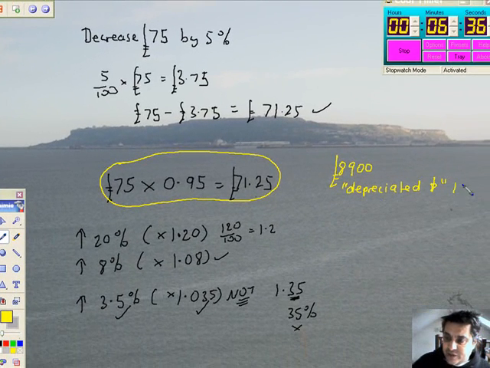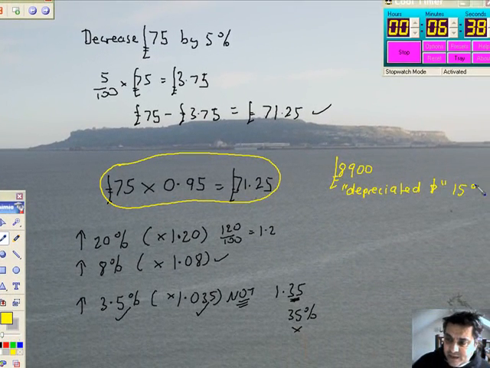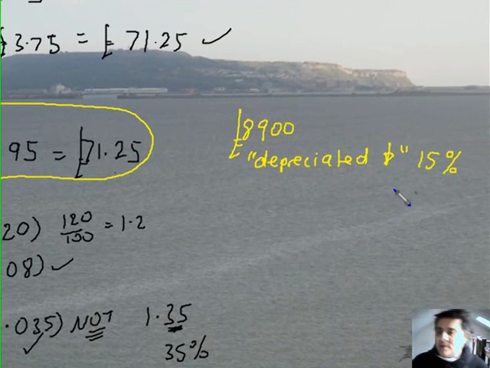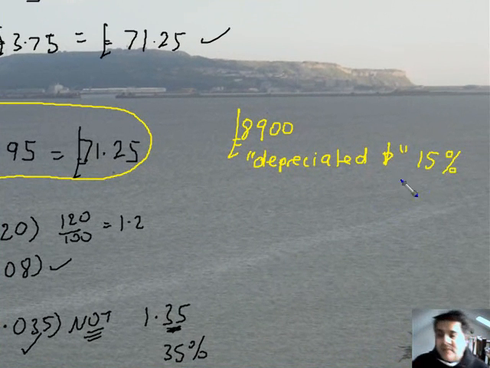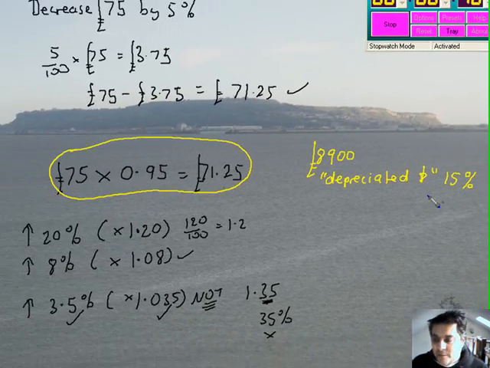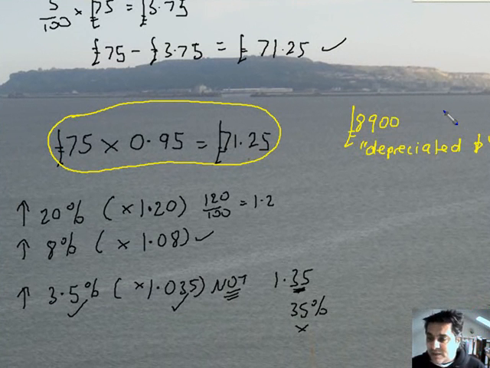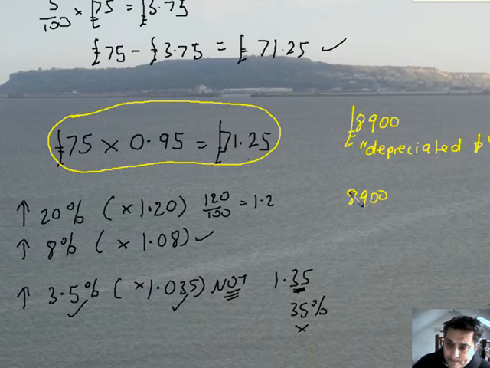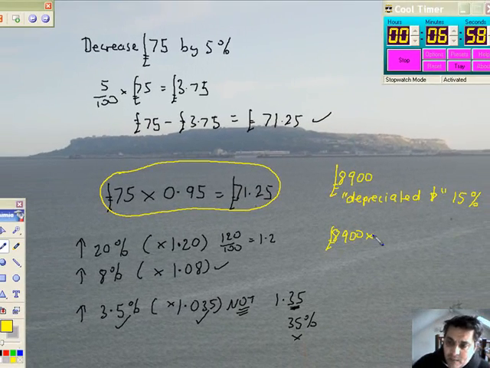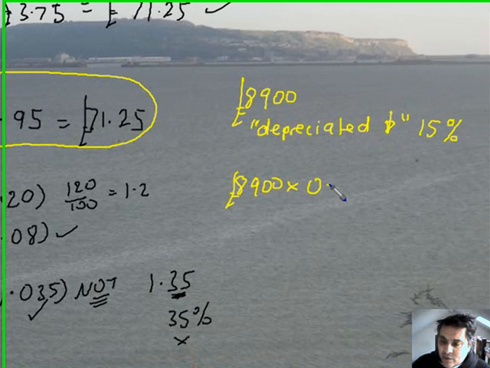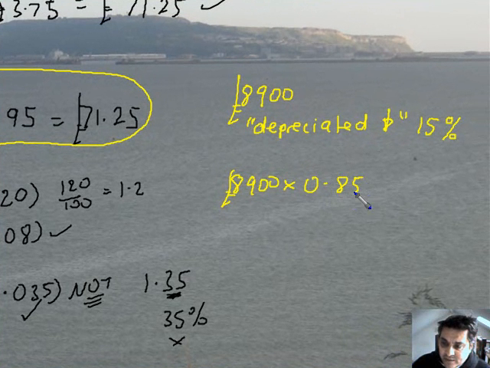So depreciation 15%. Now if we're playing with multipliers, if we're going down by 15%, we still retain 85% of our value, because it's 100% of the whole. Take away the 15% and that puts us on 85%. So jumping straight in, we take the original price of the car and multiply by 0.85.